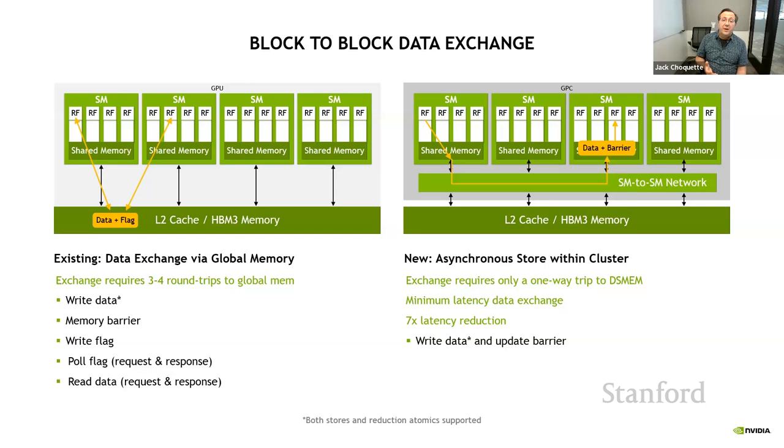On the right, you see how things are done in Hopper. The producer stores data directly in the consumer's shared memory while updating the barrier that's also in the consumer's shared memory. This enables a minimum latency data exchange, a one-way trip from the producer to the consumer, and results in a 7x latency reduction.